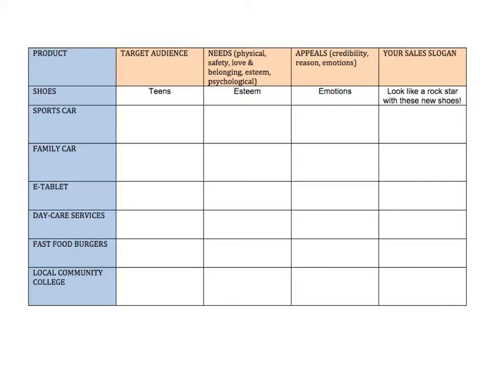and imagine yourself as an advertising executive. Say that you've got to make an advertisement for that product. You need to decide how or which audience you're going to target. You're going to need to think about their needs, which appeals will work best for them, and a sales slogan for your ad. So let's look at the first one, which is shoes.